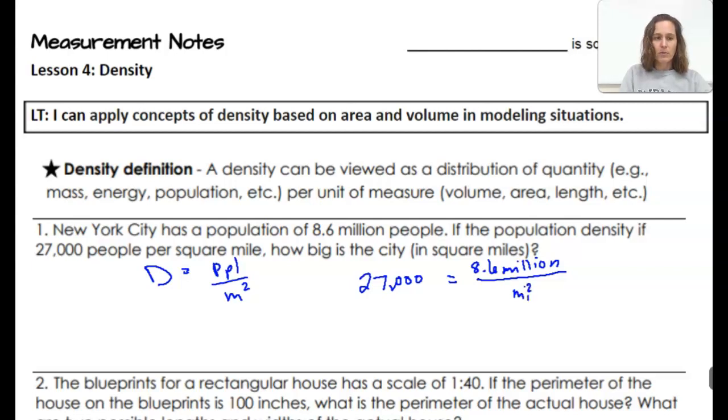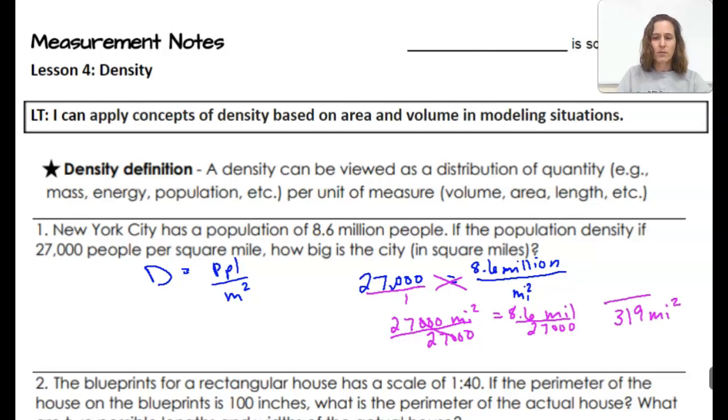We are then able to solve this by putting 1 underneath 27,000 and cross multiplying. So we would get 27,000 times your variable miles squared is equal to 8.6 million people. We would have to divide 8.6 million people by 27,000 to figure out how many square miles this would take up. So when you plug that into your calculator, you would get 319 square miles.